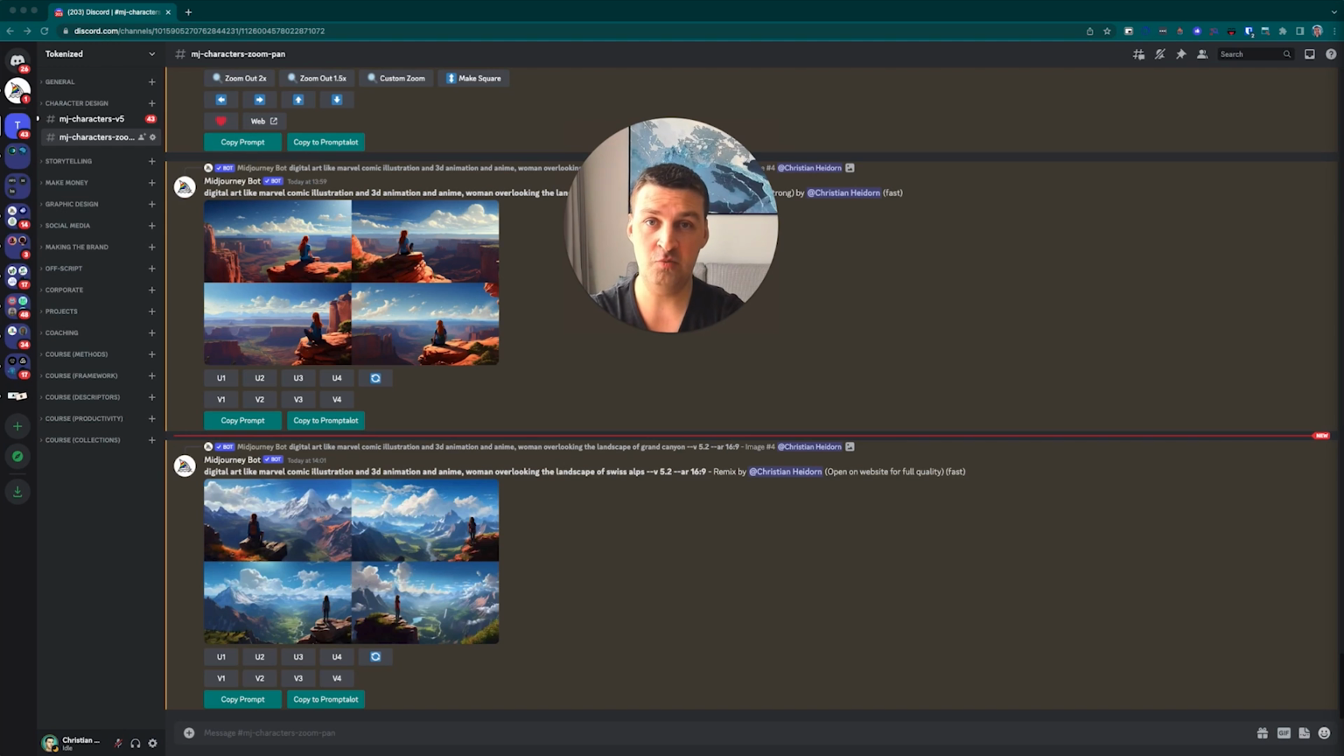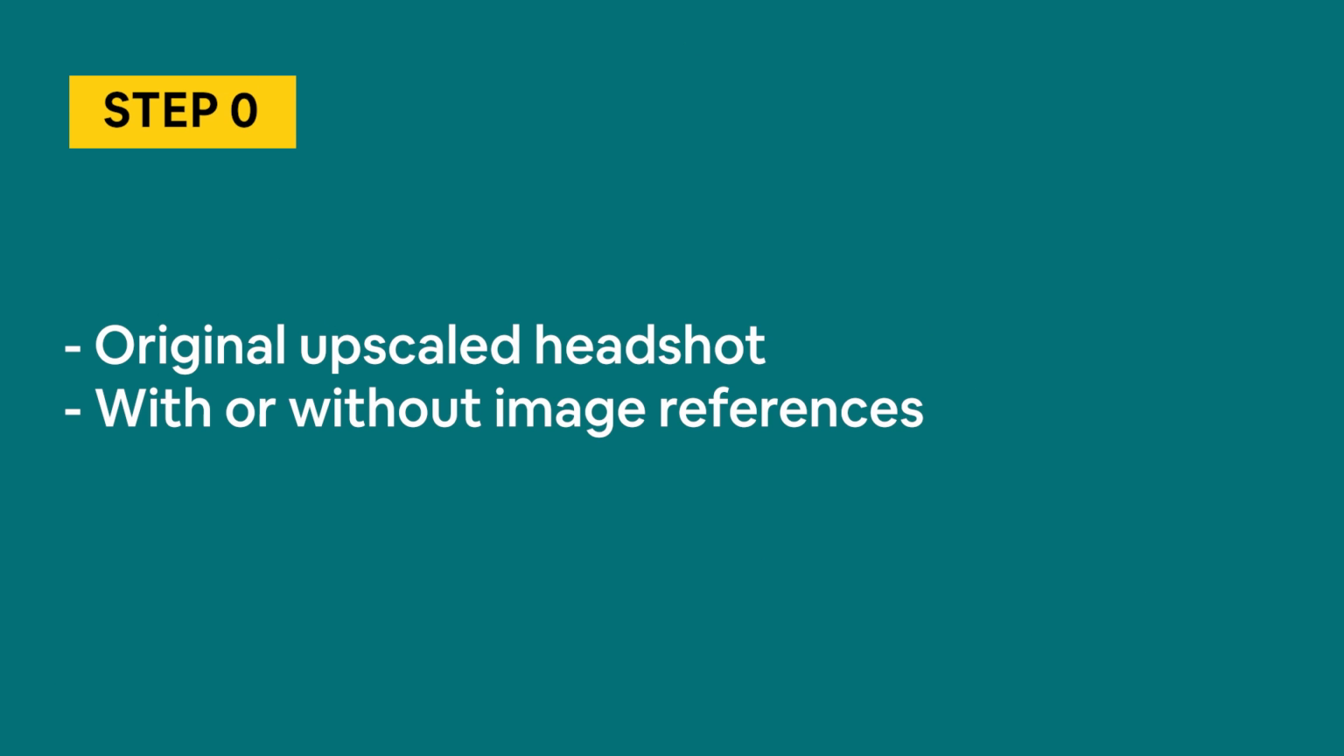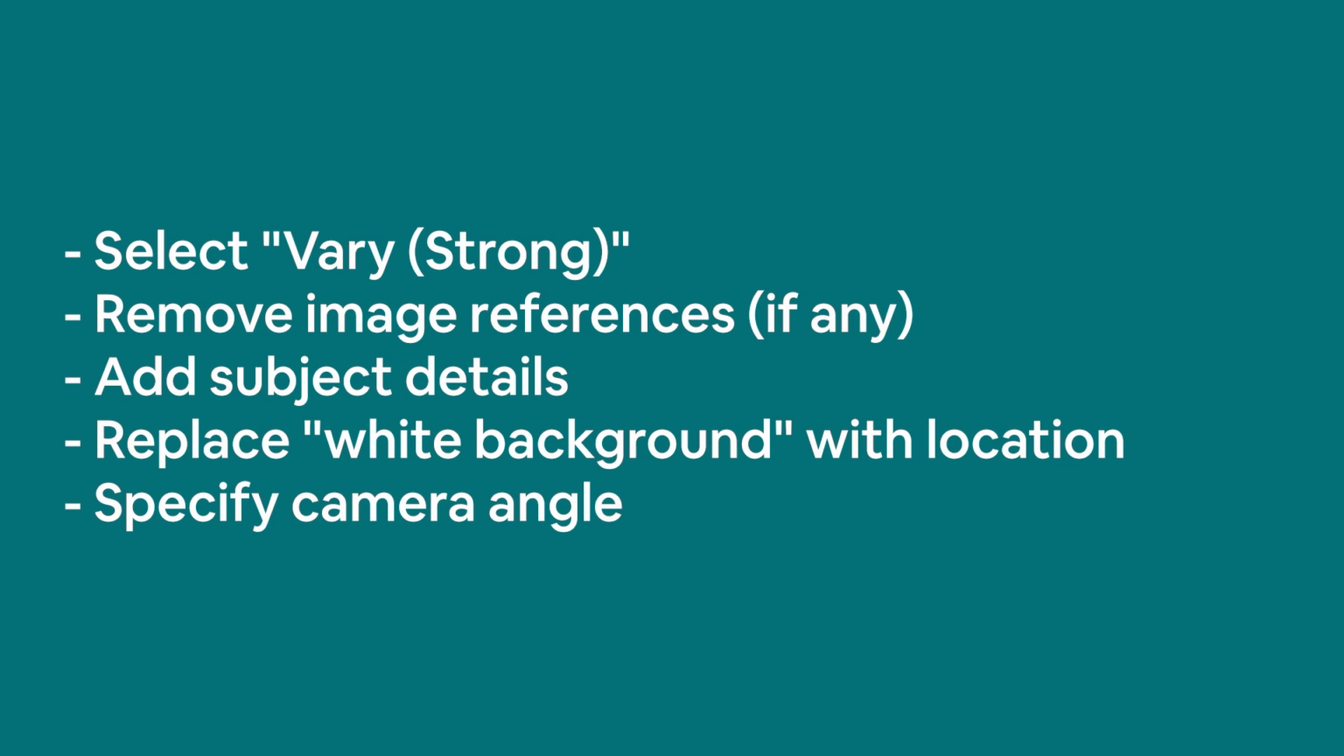All right, so let me quickly recap the process that I used in this video. Step 0: everything started with the original upscaled headshot concept, in this case with references. Then in step 1, you click the Very Strong button, we remove the references, and then we add all sorts of details. In this particular case, we also removed the white background and replaced it with a location, and getting the right camera angle was absolutely critical.